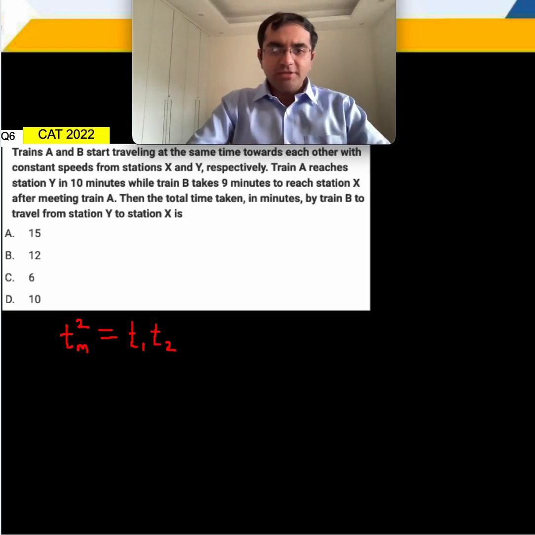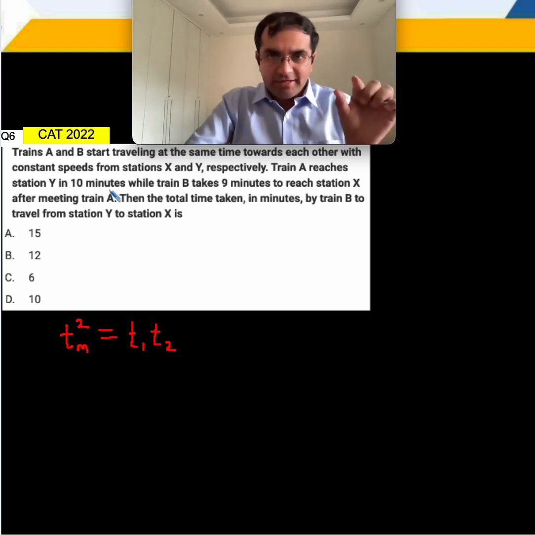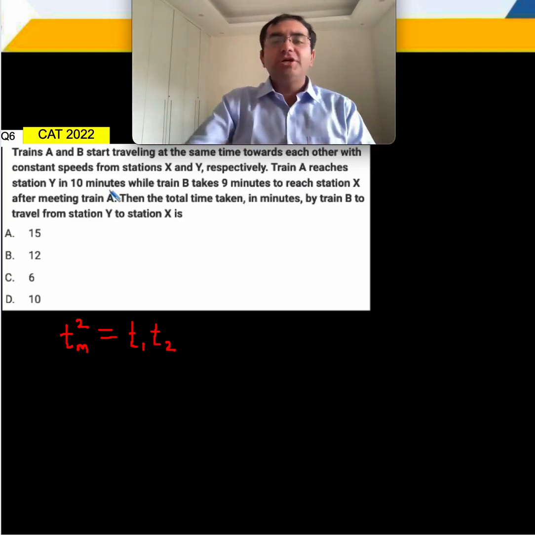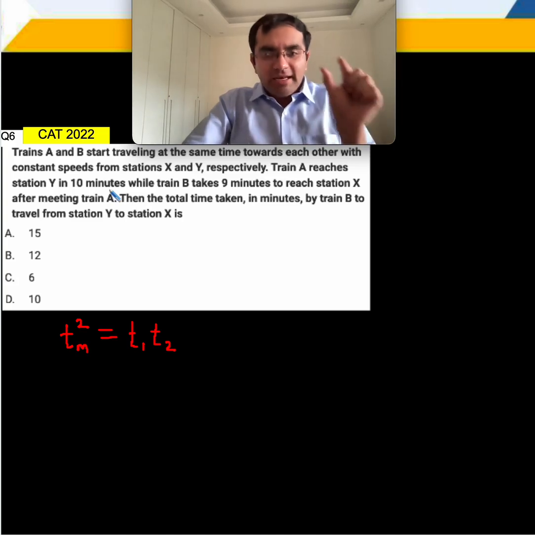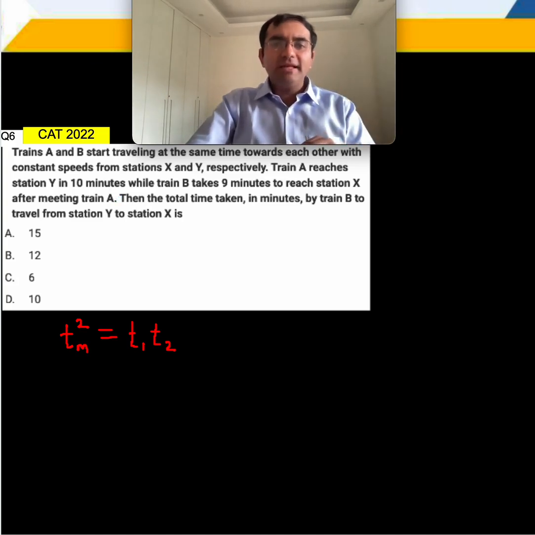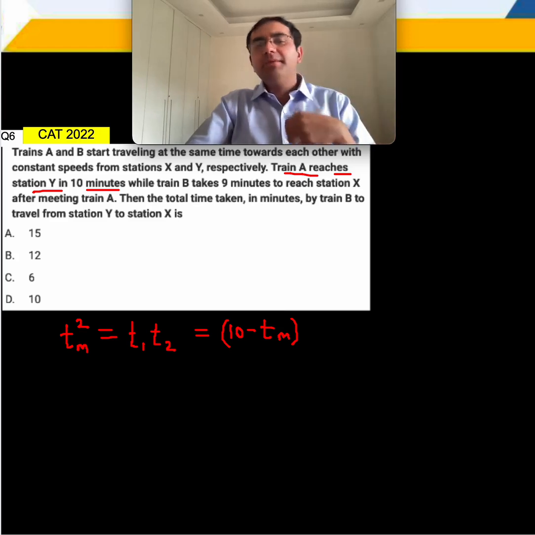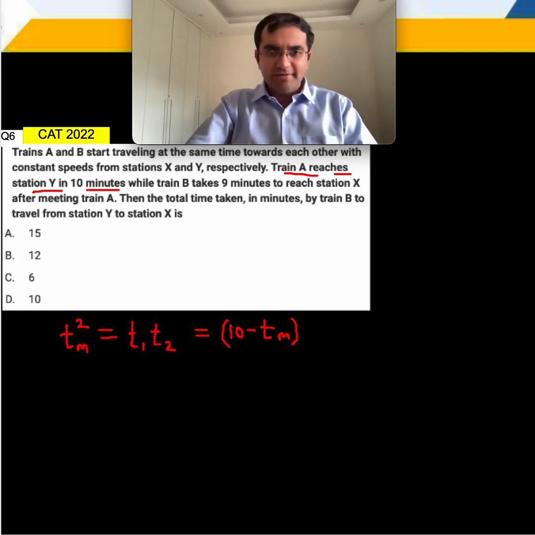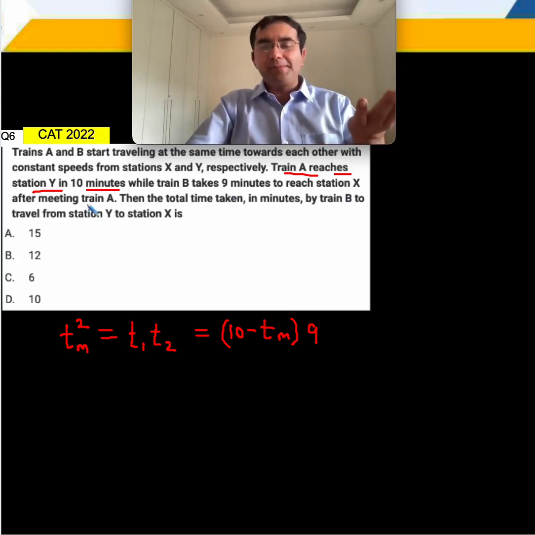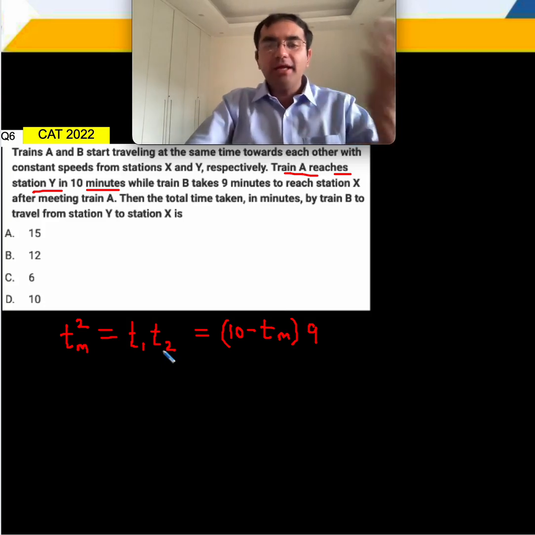ठीक है? So now train A reaches station Y in 10 minutes. So the complete journey in 10 minutes means अगर मिलने के लिए Tm है, मिलने के बाद will be 10 minus Tm. ठीक है? मिलने के लिए Tm, मिलने के बाद 10 minus Tm, so total is 10. And train B takes 9 minutes after meeting, right? And that is defined as T2. T1 and T2 is मिलने के बाद का time.